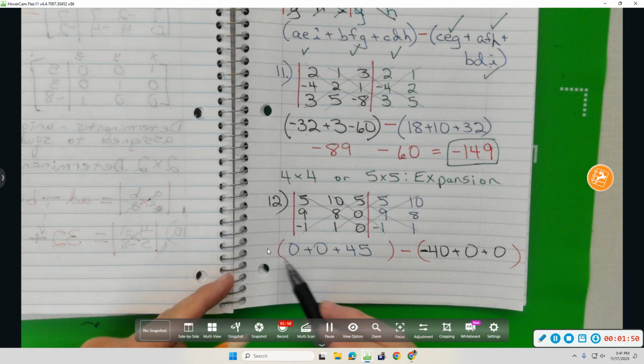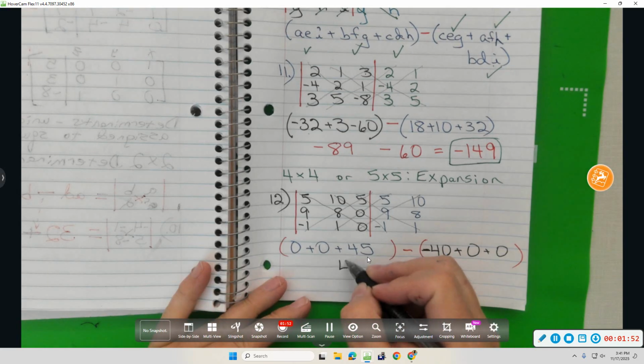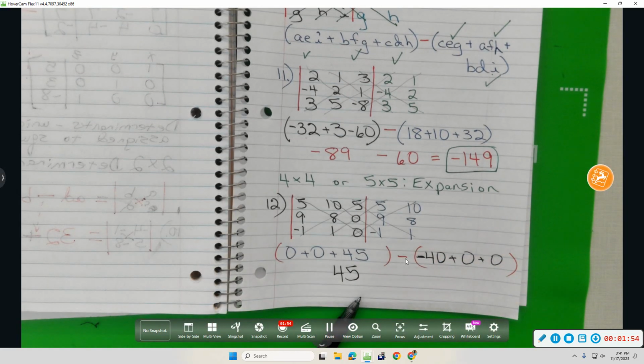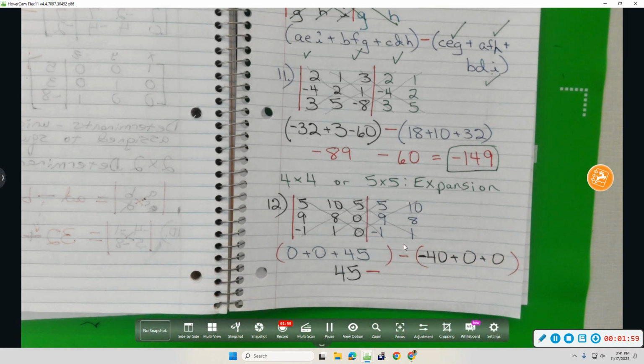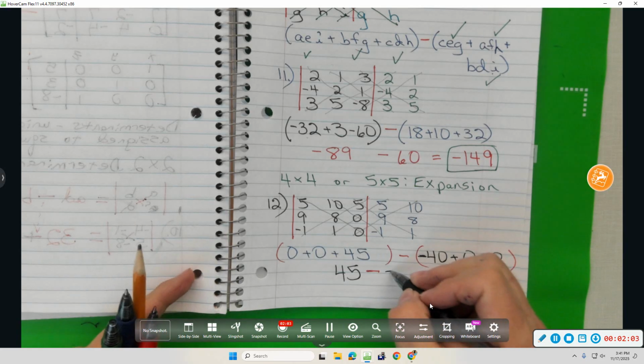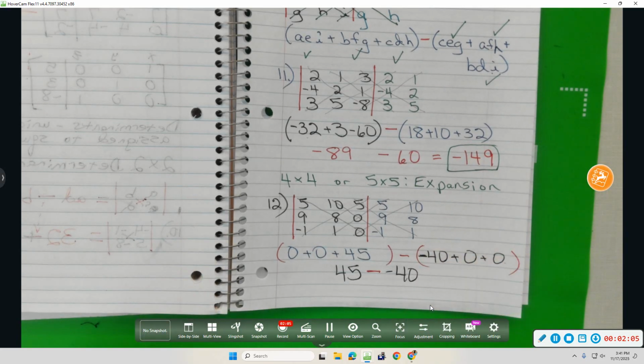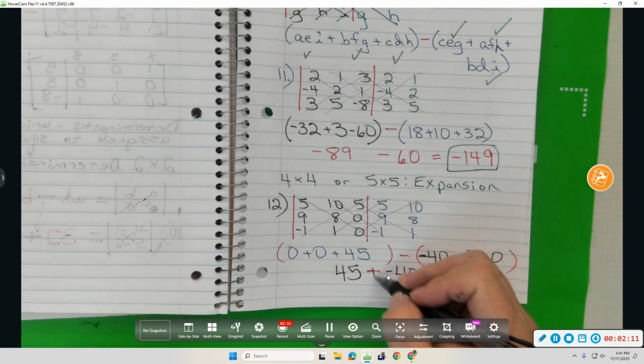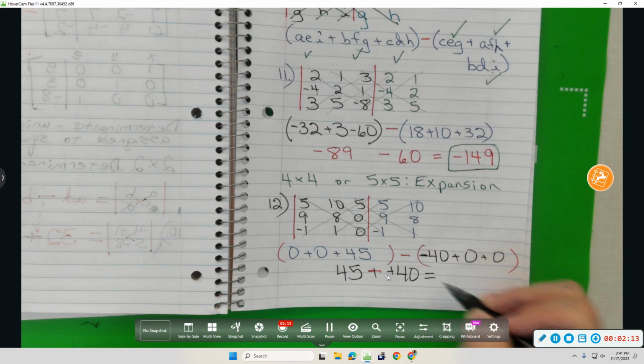So in the first set of parentheses, we have 45 minus... The red minus is just from the formula. And then we have -40 plus 0 plus 0, a -40. 45 minus a -40, what is that going to give me? 85.